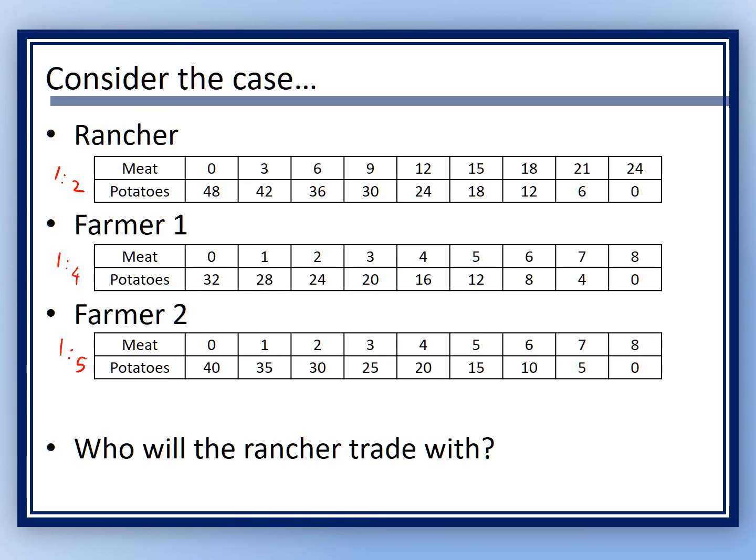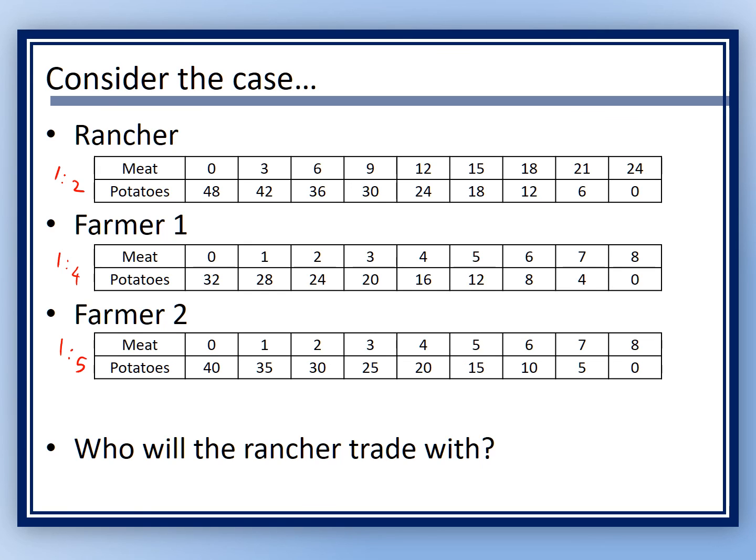For farmer 2, the trade is 1 to 5. So, in other words, farmer 2 is willing to pay up to 5 potatoes for the rancher's meat, whereas farmer 1 is willing to pay only 4 potatoes for the rancher's meat. So the rancher is obviously going to trade with farmer 2.